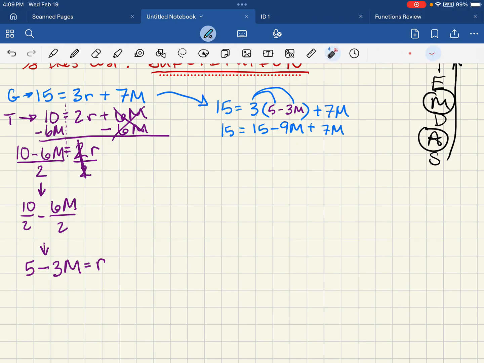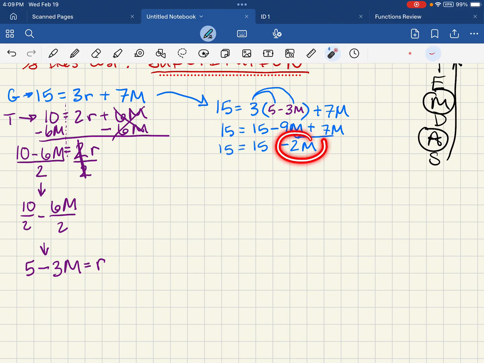Next up, I probably want to combine like terms. These two M's are on the same side. Negative 9M's plus 7 more M's gives me negative 2M's. Drop down everything else that we've used so far.